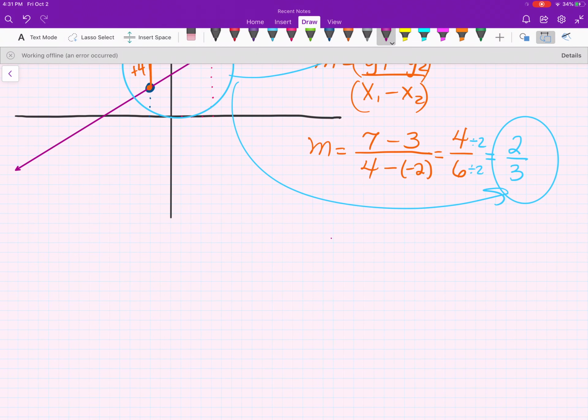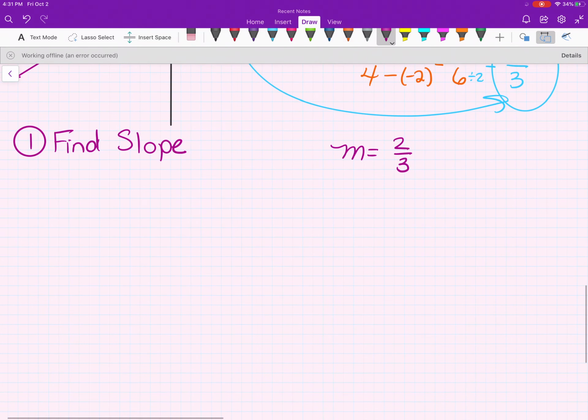I'm going to write this here. And do we have a point? Well, we actually have 2 points. I'm going to actually show you both ways, okay? So we found the slope, so that's number 1. Find slope. Sometimes to find the slope, you just have to look for it. It's written in the problem. Okay? Number 2, almost always put it in point slope form.